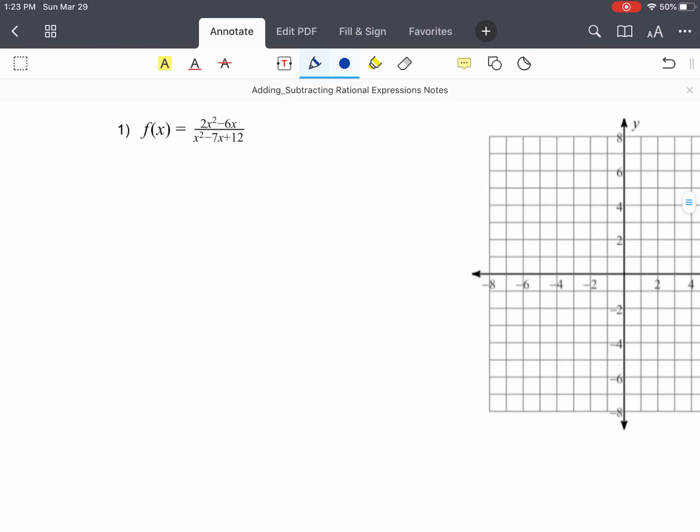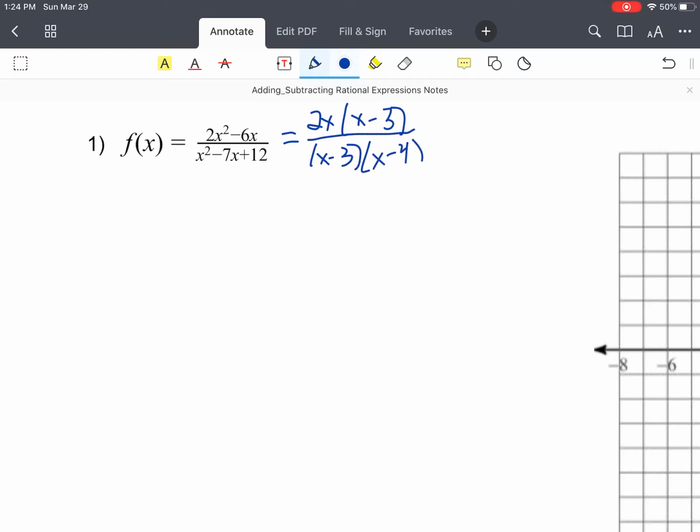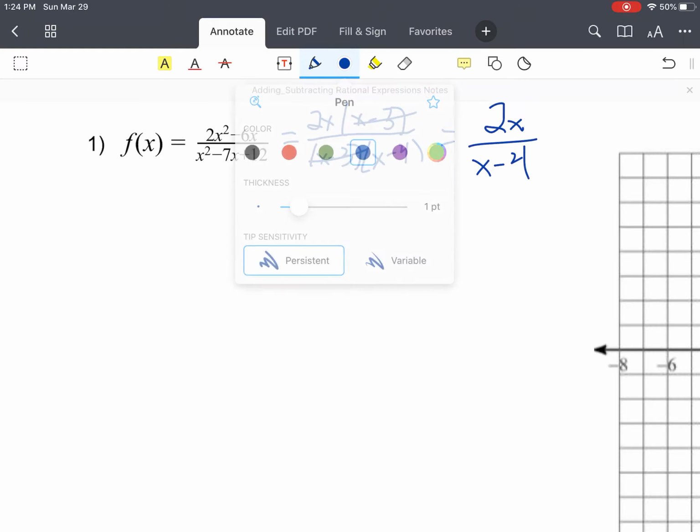So let's do that. The very first thing we did with these things is factor and cancel. So if I factor that top, I'm going to factor out a 2x and be left with x minus 3. On bottom, I can't factor anything out, but I can factor that into x minus 3, x minus 4. Okay, so cancel the x minus 3's, which means there is a hole. I'm left with 2x over x minus 4.